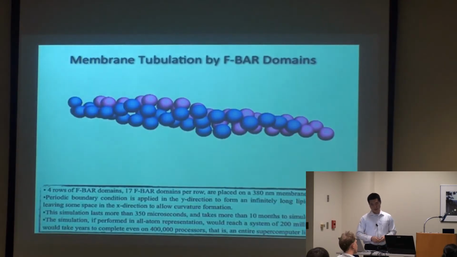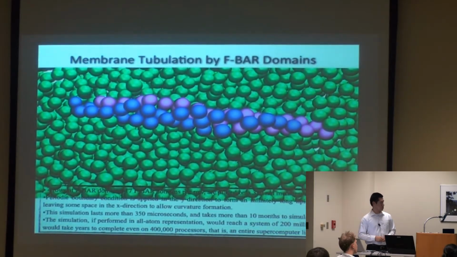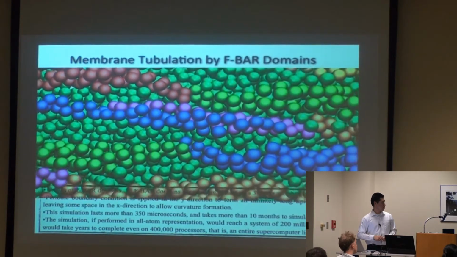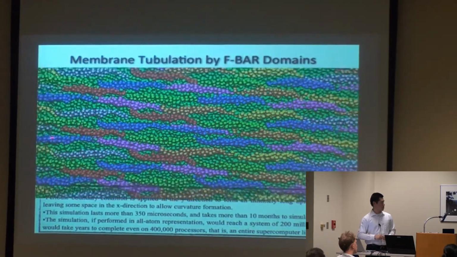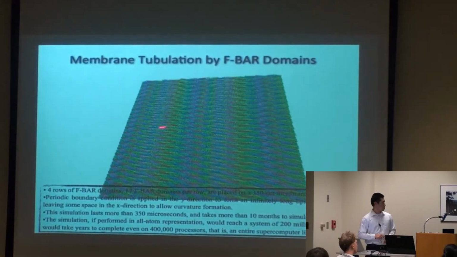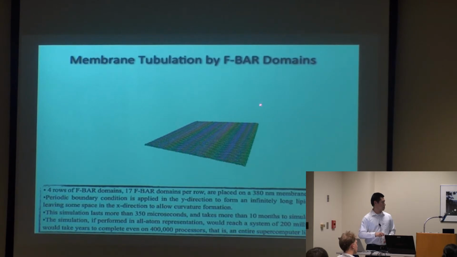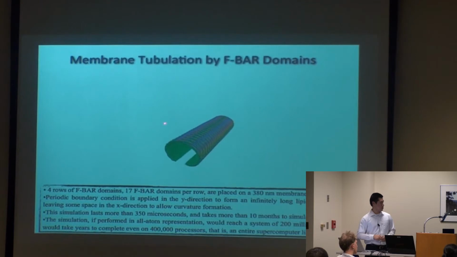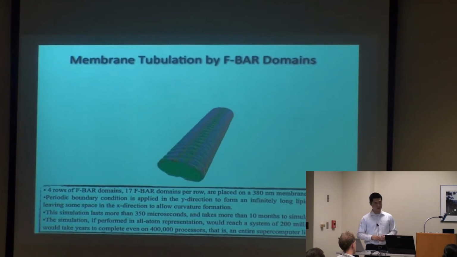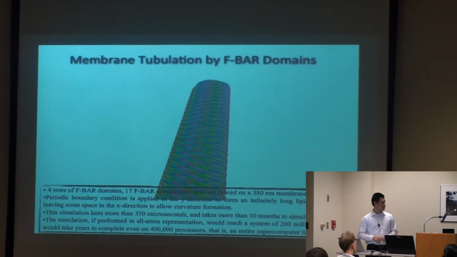Here we show a dynamic picture of how the membrane curvature occurs. 17 F-bar domains per row and 4 rows of F-bar domains are placed on the membrane patch. Periodic boundary conditions are applied in the y direction so that it can curve in the x direction. This simulation lasts about 300 microseconds, and if we performed it in all-atom simulations, it would take about 200 million atoms and would take years to complete even on an entire supercomputer.